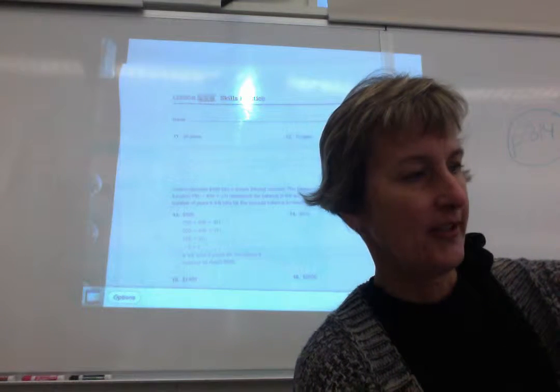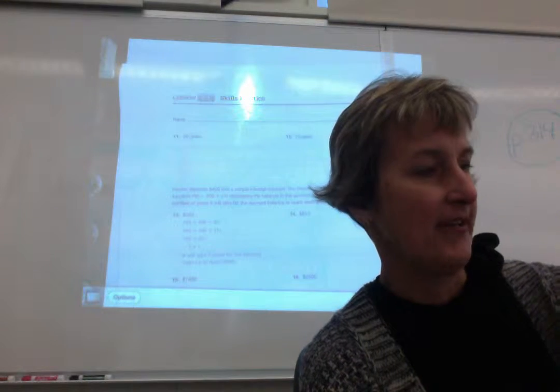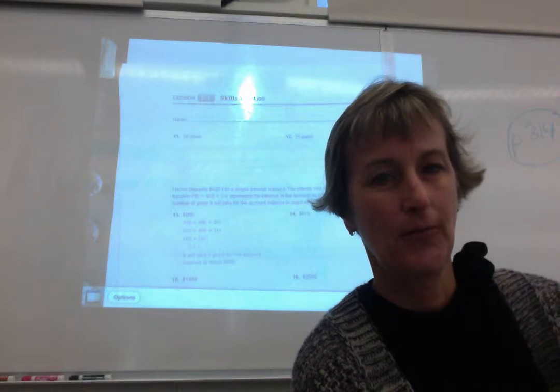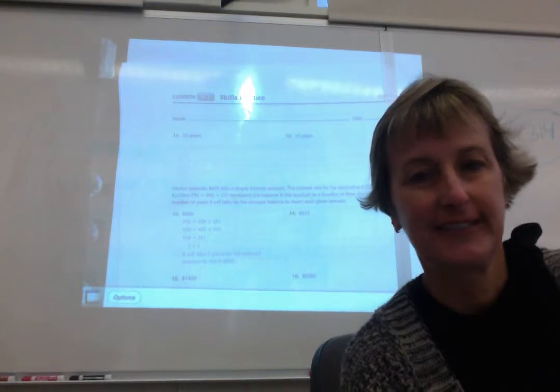Right now we are going to be working on 5.3 problem 1, but we have had a question on last week's homework packet. On page 363 we're looking at number 14.